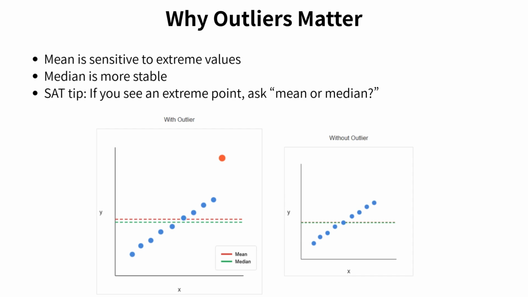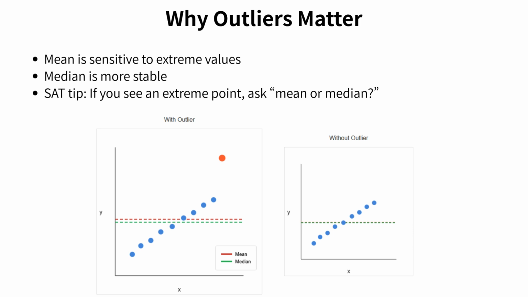Look at this scatter plot again. Most of the data points follow a clear pattern. But that single outlier pulls the average away from where most points actually are. This is the key idea you must understand for the SAT. The mean depends on the values themselves. When one value is extremely large or small, the mean moves with it.